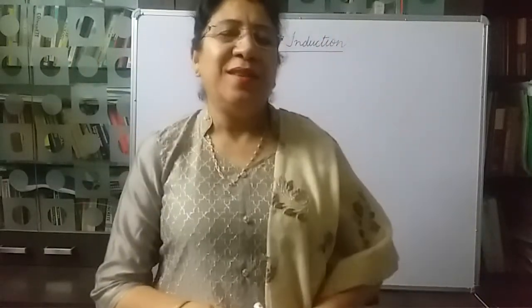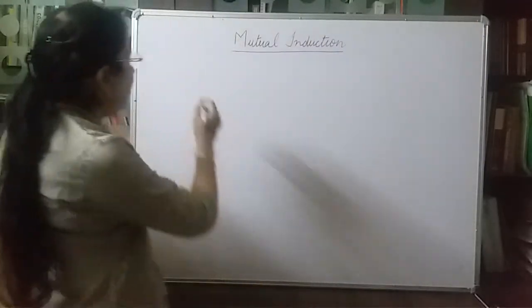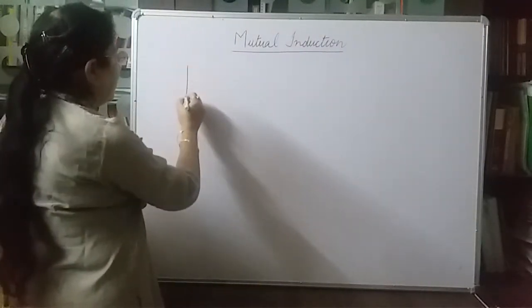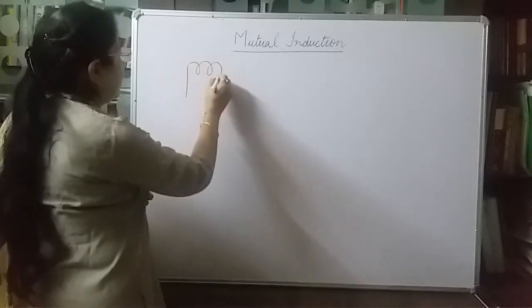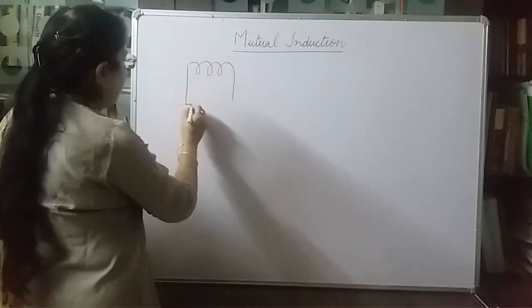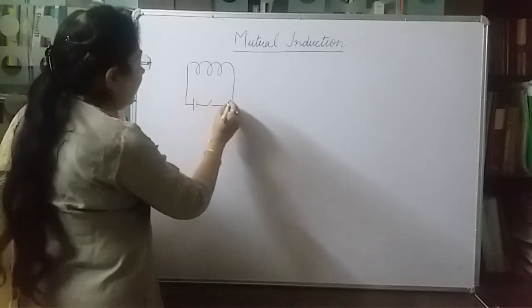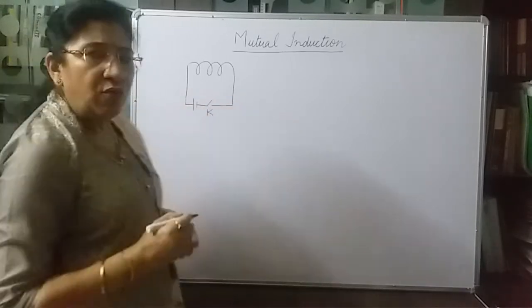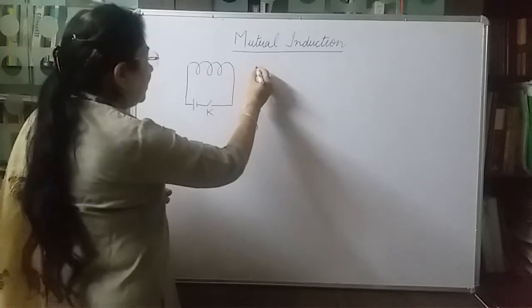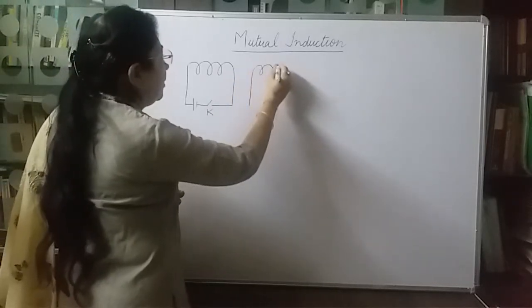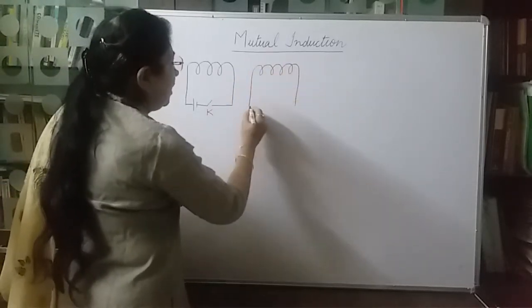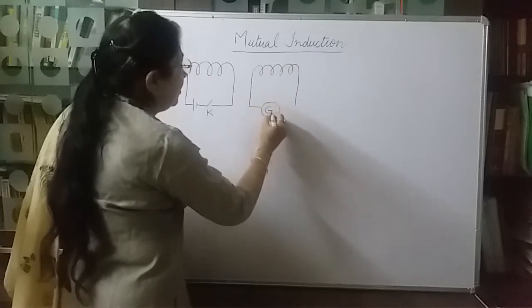Hello students, we had started the unit EMI and AC, and the next topic that we are going to deal with today is mutual induction. Let us take two coils. We connect a battery and a tapping key to one of the coils, and to the other coil let us connect just a galvanometer.